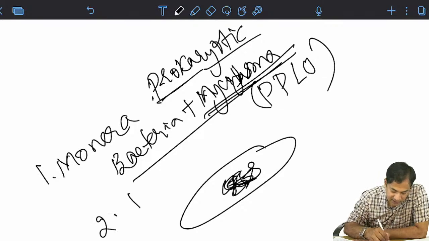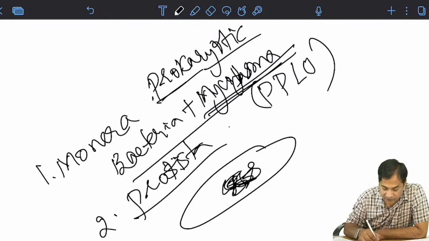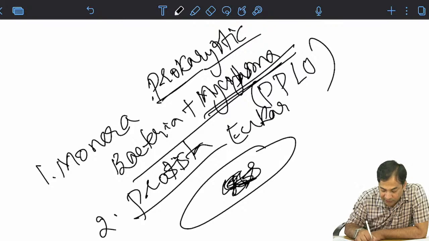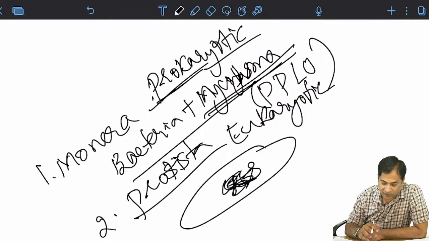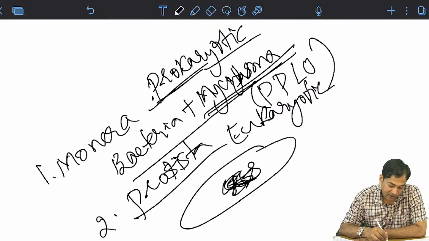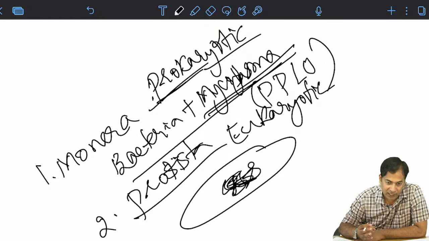Then second kingdom is Protista, which includes single-celled organisms, which are eukaryotic. So only Monera is prokaryotic. Remaining 4 kingdoms are eukaryotic. So now we will derive the correct answer. Under Protista there are 5 classes, if you remember: chrysophytes, dinoflagellates, euglenoids, slime molds, and protozoans.